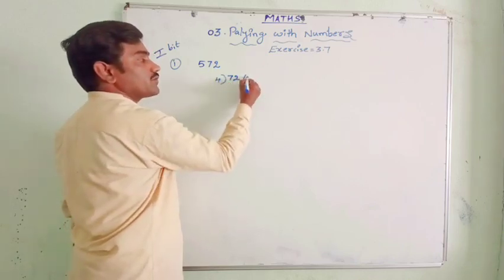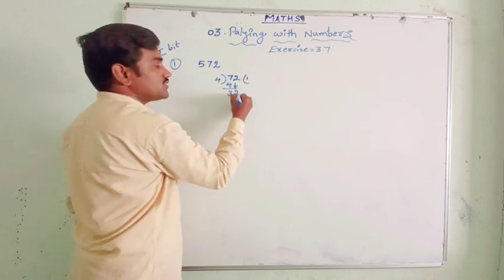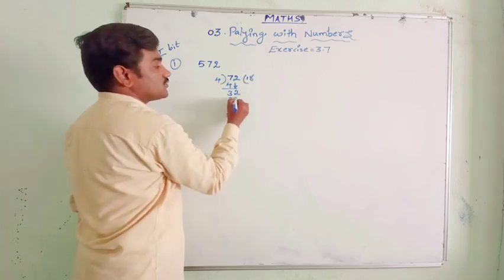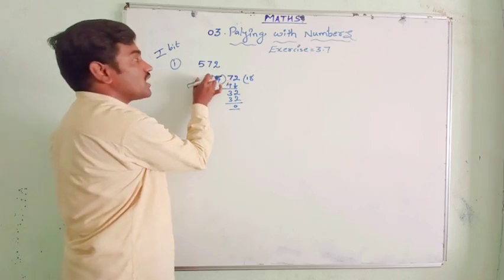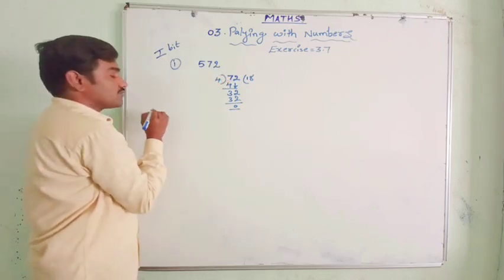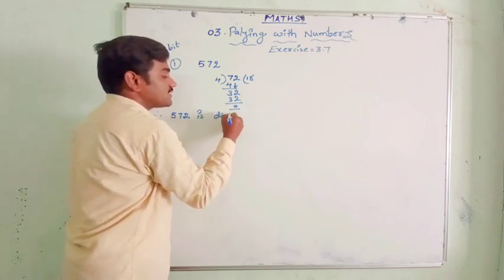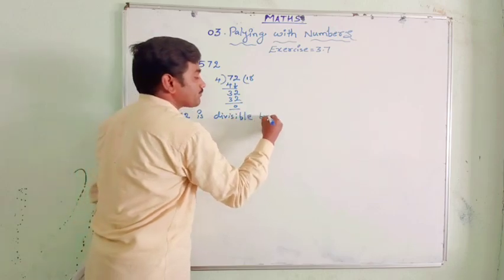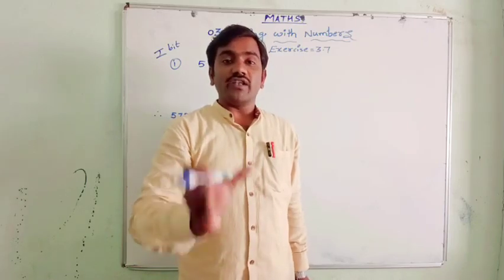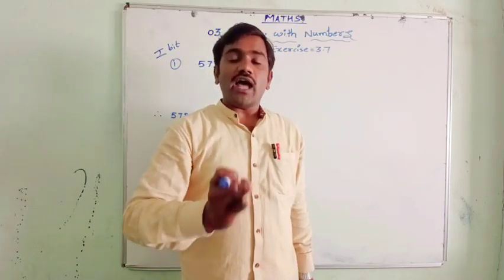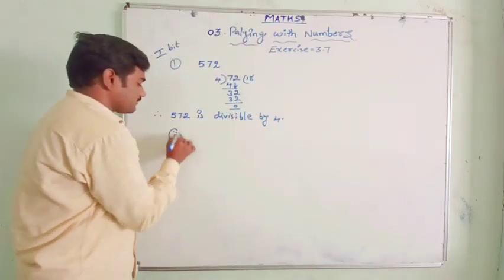Yes. 4 ones are 4, 3 is left, and bring down this 2 here. 4 eights are 32. The remainder is 0. Yes, the last 2 digits, 72, are divisible by 4, and the complete number 572 is divisible by 4. So we have to check only the last 2 digits. If the last 2 digits of a given number are divisible by 4, then the complete number is divisible by 4. Let's see the second question here.